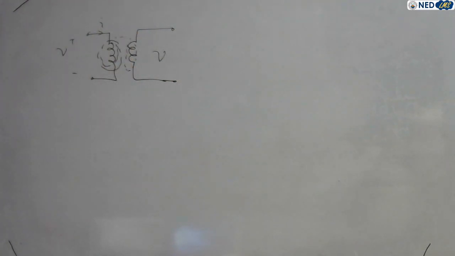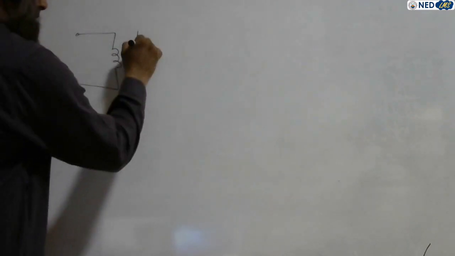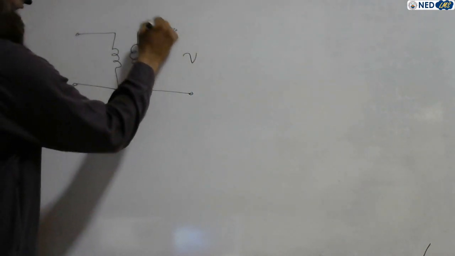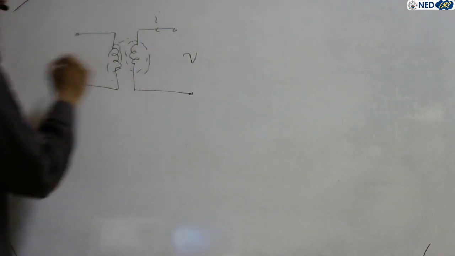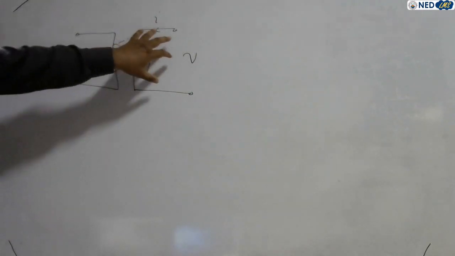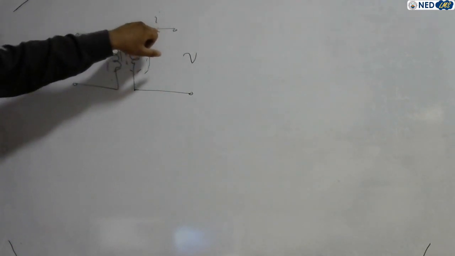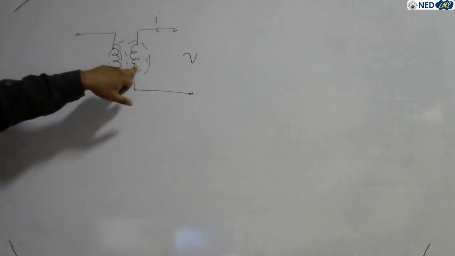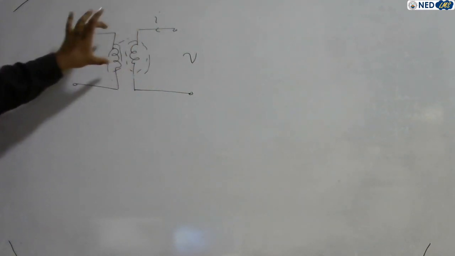Vice versa means, see, supply is given to this coil, current flows. A flux links with itself, and a flux links with the secondary coil. Vice versa means supply is given to one coil, and voltage is induced in the neighboring coil. So when supply is given to one coil, the voltage induced in the neighboring coil is mutual inductance, right? And this one is self inductance. It links itself and induces a voltage in itself. So this one is self, this one is mutual.